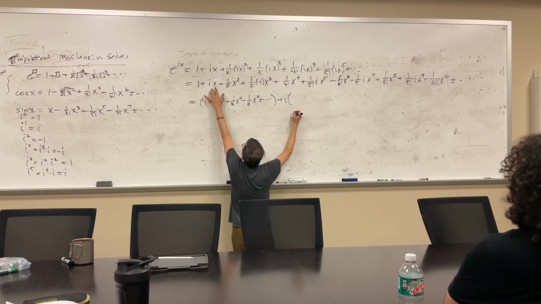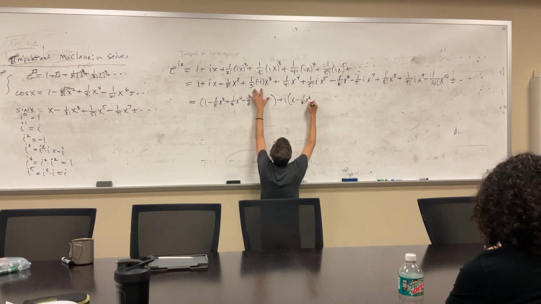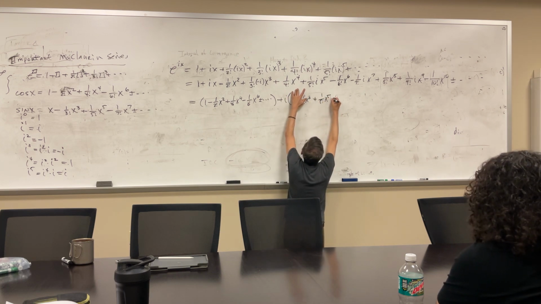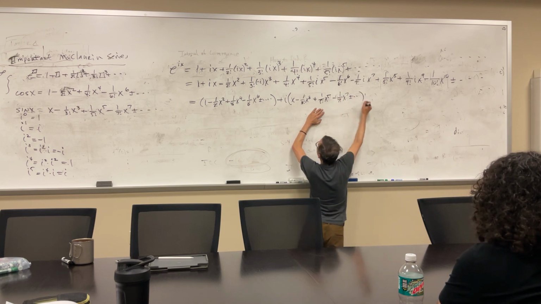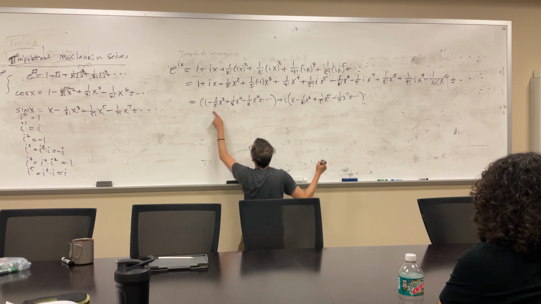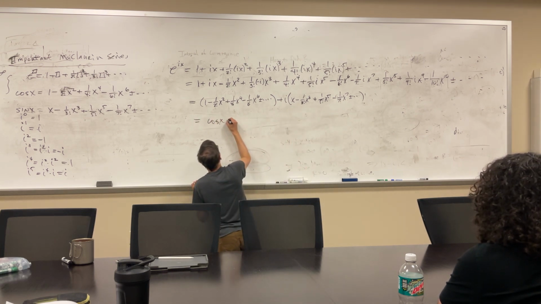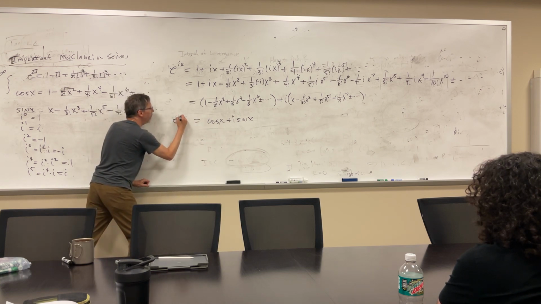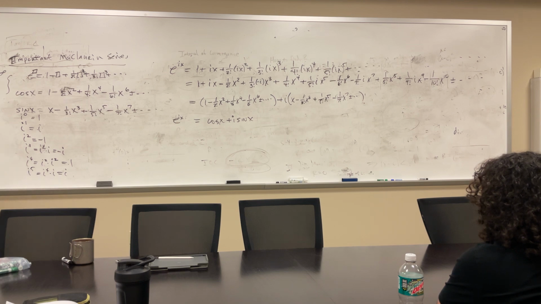I've got an I times x minus 1 over 3 factorial x cubed. Next I term is plus 1 over 5 factorial x to the 5th minus, and so on. Is this looking familiar? What's this the series expansion for? Cosine. Yes, we just did that. What's this the series expansion for? Sine, right there. So e raised to an imaginary power can be computed like that.